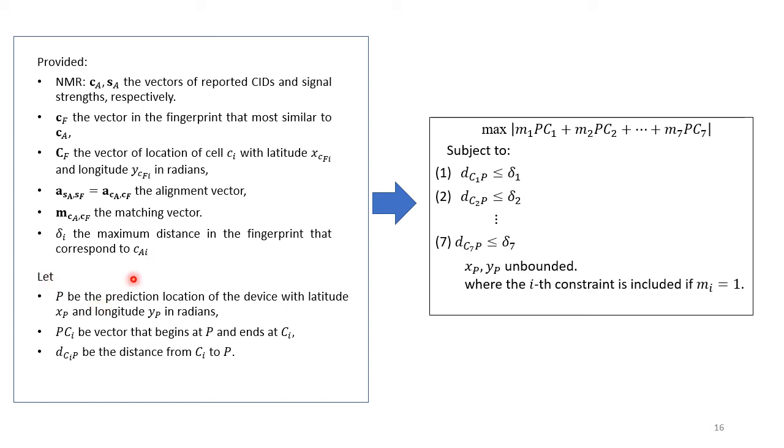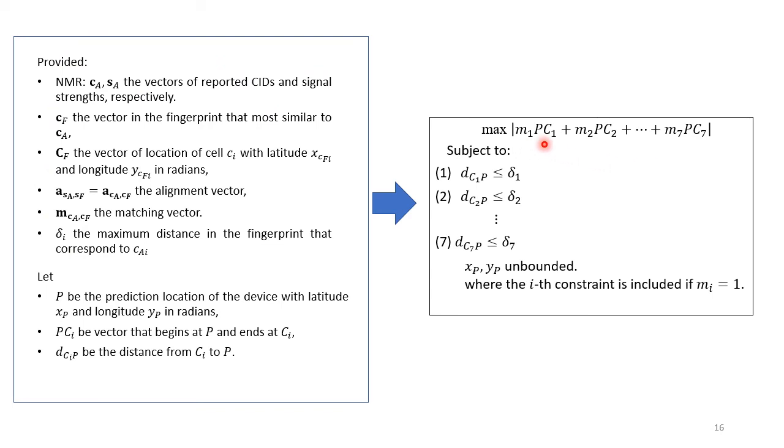And let P be the predicted location of the device, with latitude xp and longitude yp in radians. Let PCi be the vector that begins at P and ends at Ci, and D_CiP be the distance from Ci to P. Then this is the model created from these parameters.